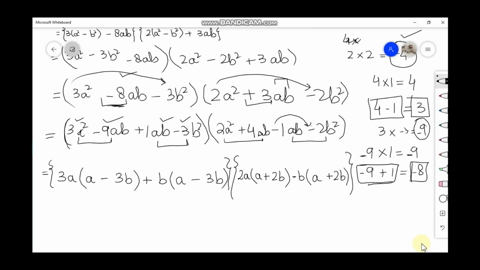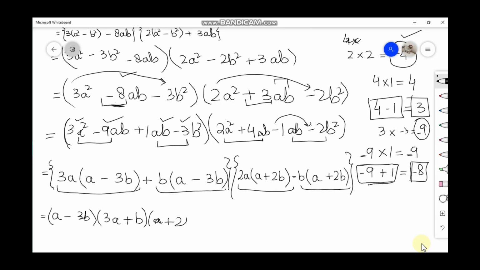So it's done now. You can see in the first curly bracket we have two terms, and what is common in these two terms? The small bracket is common. It means a minus 3b is common, and now 3a plus b is remaining. Now for the second curly bracket, we already have two terms in this bracket. So what is common? a plus 2b is common, and the remaining values are 2a minus b. So this is the final answer.